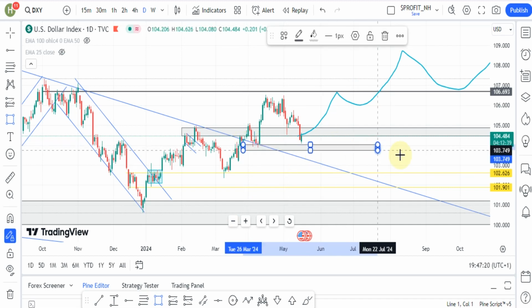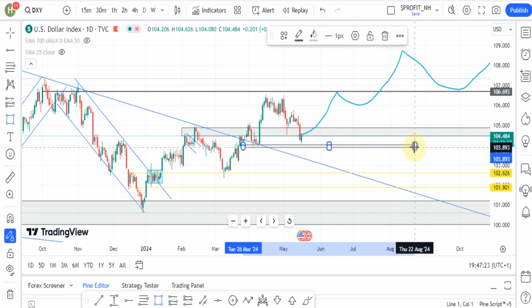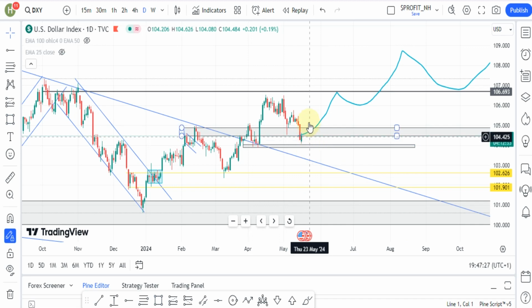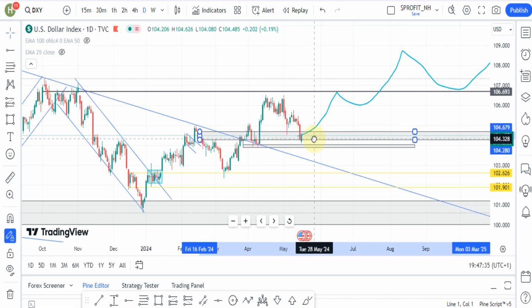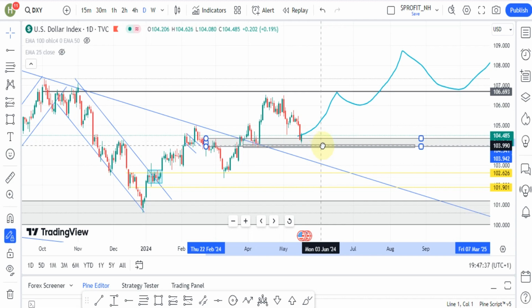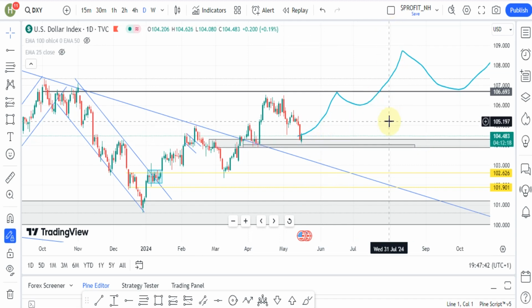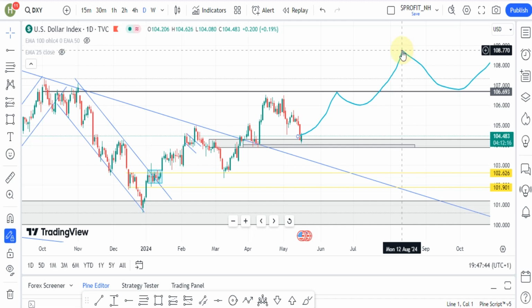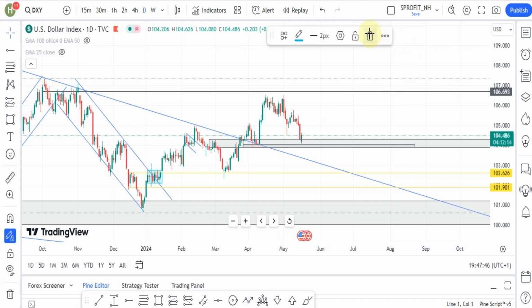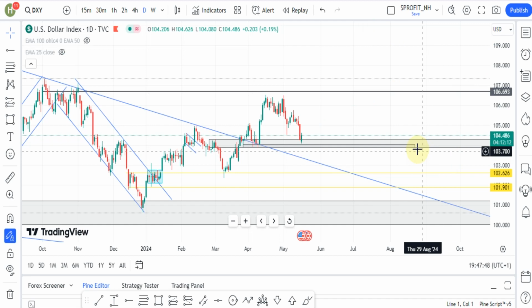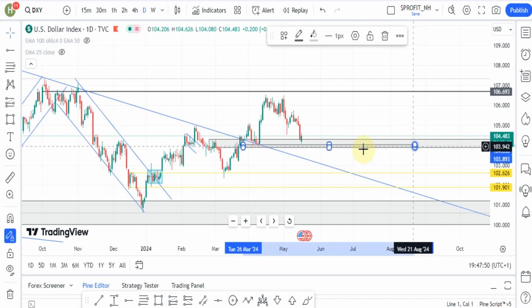So that's why I've been looking for buy entries on the gold market, because looking at the dollar index, I saw that this market was giving me this correction, which when we look at the gold market was an opportunity for us to take buy entries. So let me delete this and show you what I'm expecting this gold to be doing at this point.